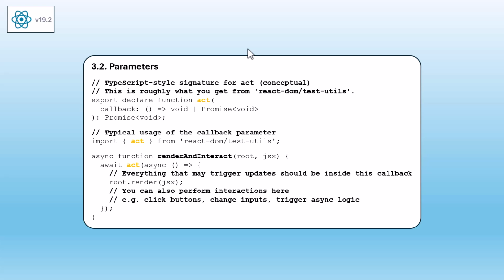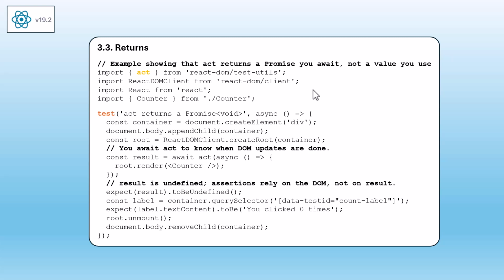3.2. Parameters. The Act function takes a single asynchronous function. Anything that triggers updates within that function, whether synchronous or asynchronous, is scheduled for processing. React gathers all those updates into an internal queue, processes them together, and ensures the final rendered state is ready by the time Act completes. 3.3. Returns. Act does not return a value. Its role is purely to orchestrate update completion.